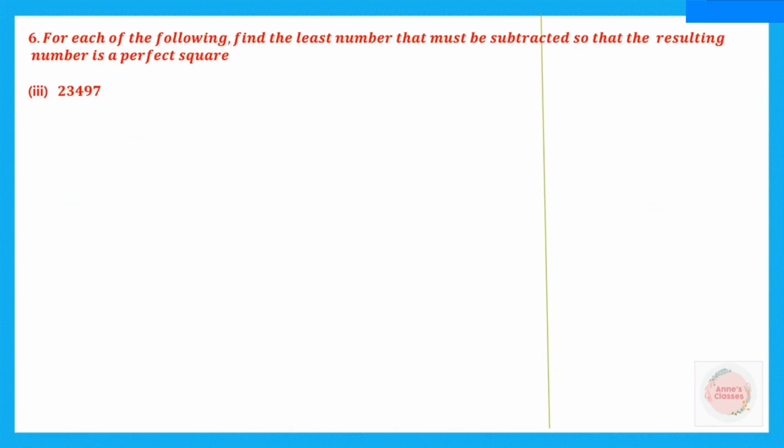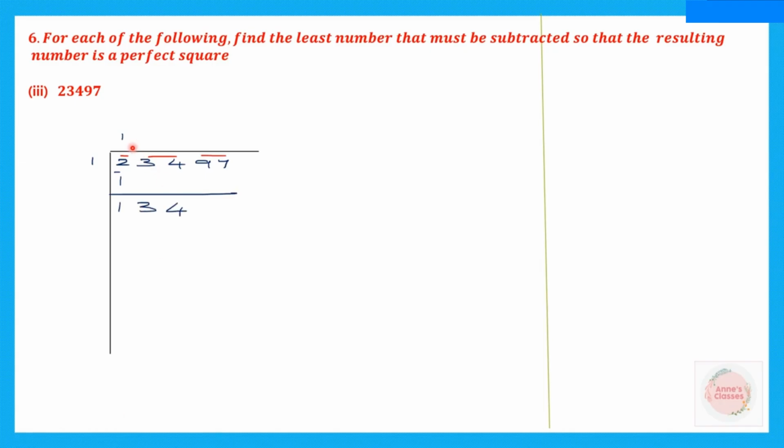The third question here is 23,497. Again, we have to find the least number that must be subtracted from this number to make it a perfect square. So we use the division method. So let's begin. 23,497. Now here we start pairing from here. So one pair, 2, and then this is left. So we have only 2, so that is 1. 1 ones are 1, 2 minus 1 is 1. Bring down the next pair, which is 34.